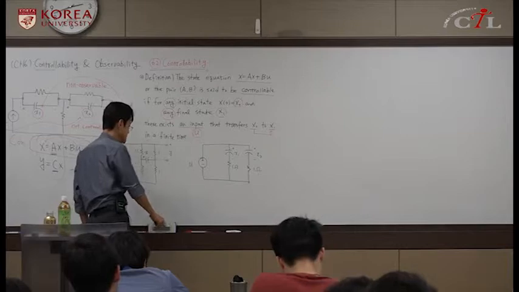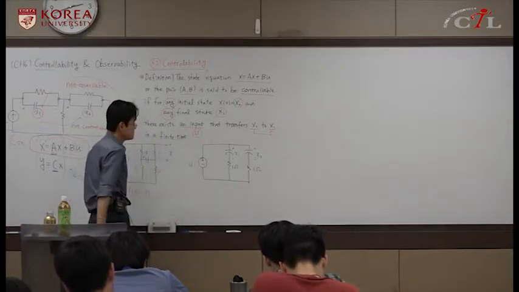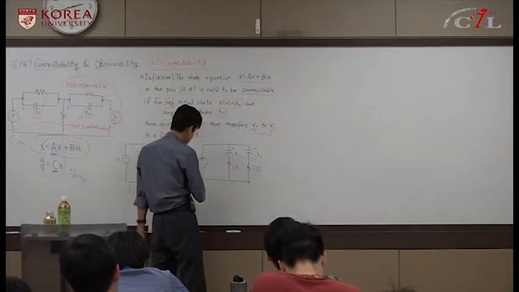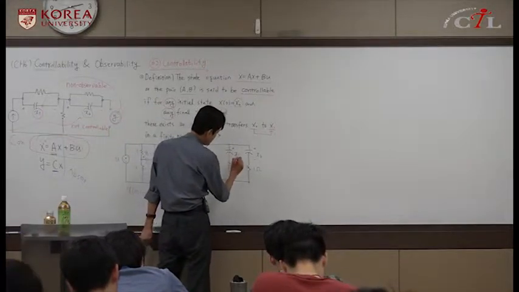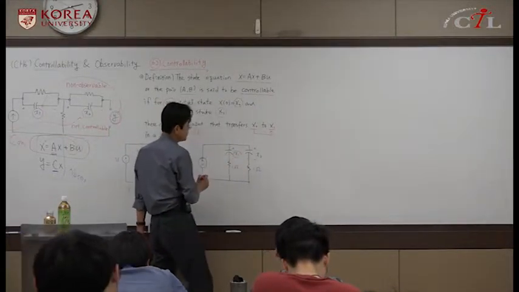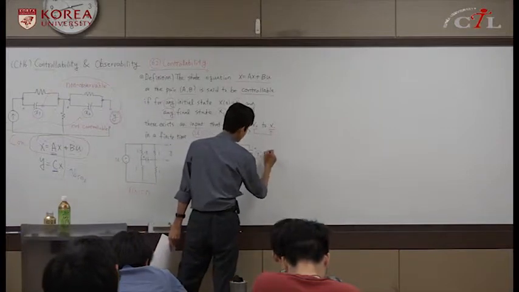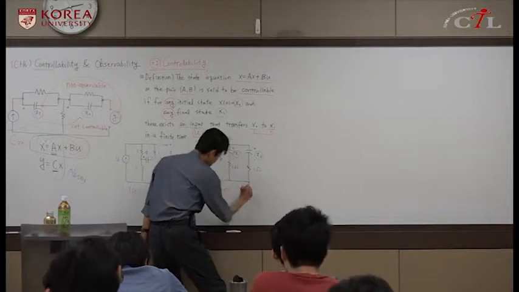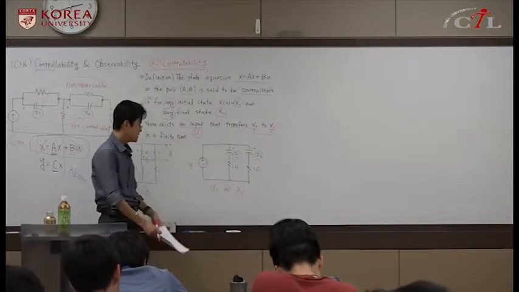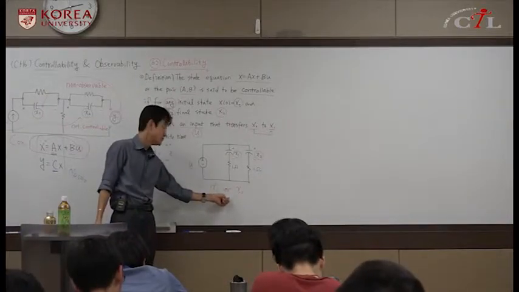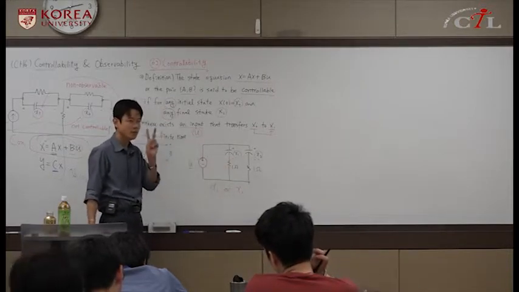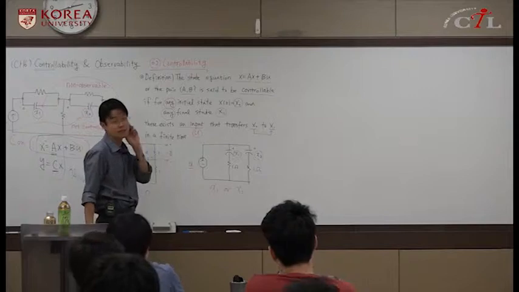Okay, in this case, by adjusting U, you might be able to control X1 or X2. So you should be able to control X1 or X2. But this is an OR condition, not an AND condition. You can control one of them, but both of them you cannot make controllable.